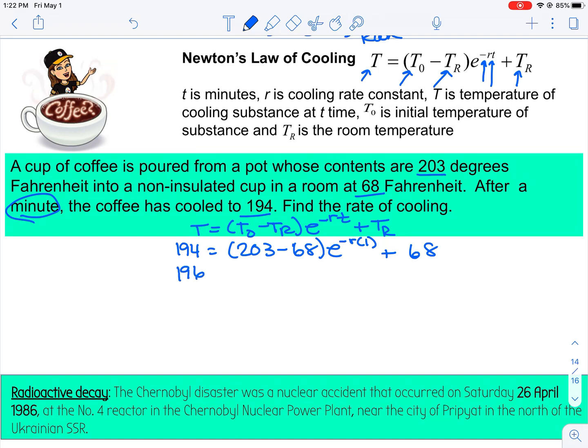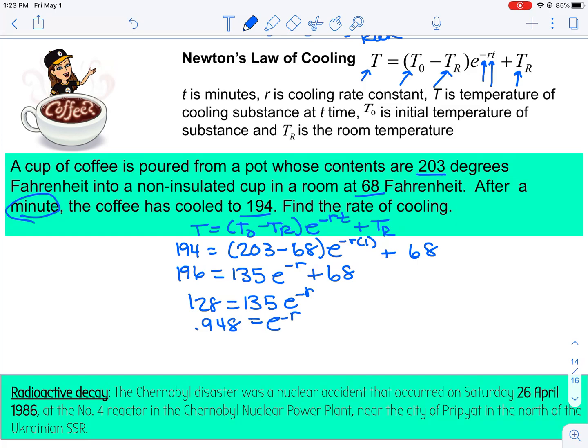So I'm going to start with parentheses here, and 203 minus 68, got 135. Negative r times 1 is just negative r. I'm going to move that 68 over, so I'm going to subtract that from 196. I'm going to get 128. I'm going to divide that by the 135, get about 0.948.